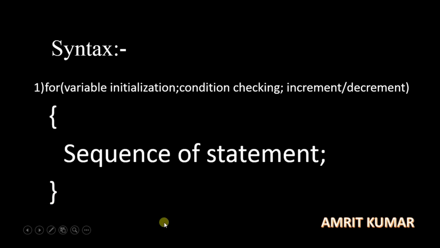So actually it works like this: it goes from variable initialization to condition checking, then the sequence of statements, then increment or decrement, then condition checking, then the sequence of statements, then increment or decrement, then condition checking, and if the condition is false, it terminates. So this is how the for loop works. Okay.